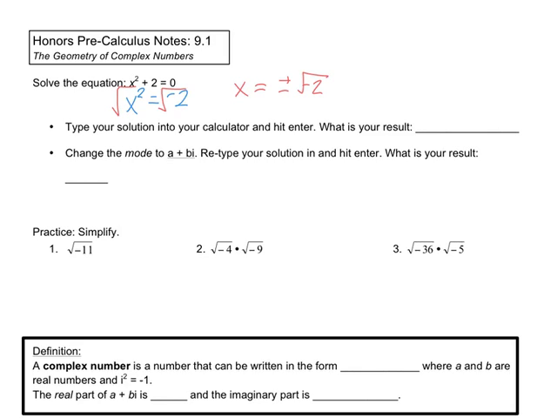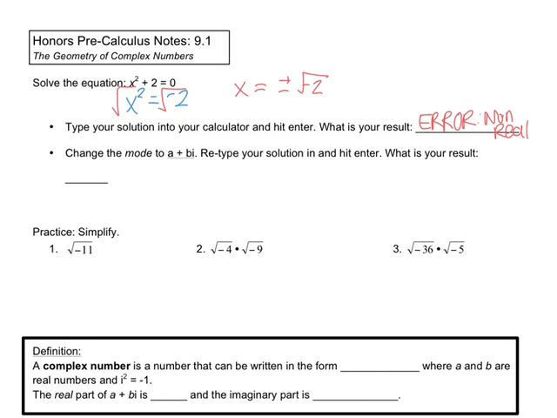And what you should get is an error, and if you read the error, it should say error non-real answers, depending on what type of calculator you have. But we're going to be focusing on non-real numbers or complex numbers.